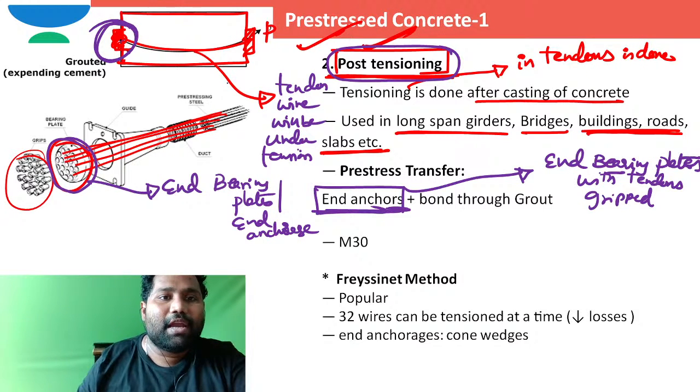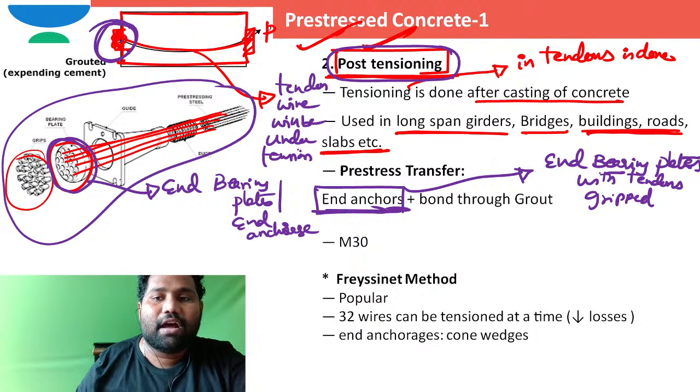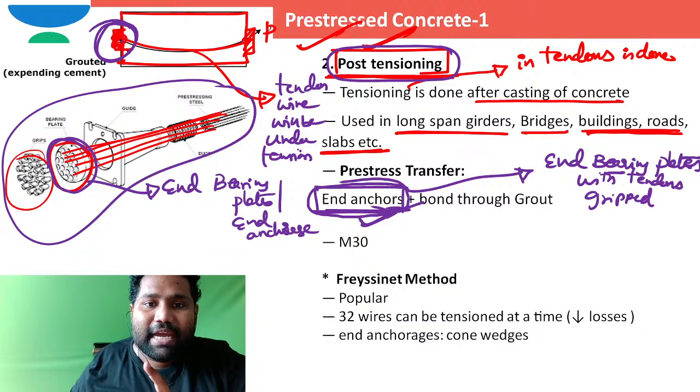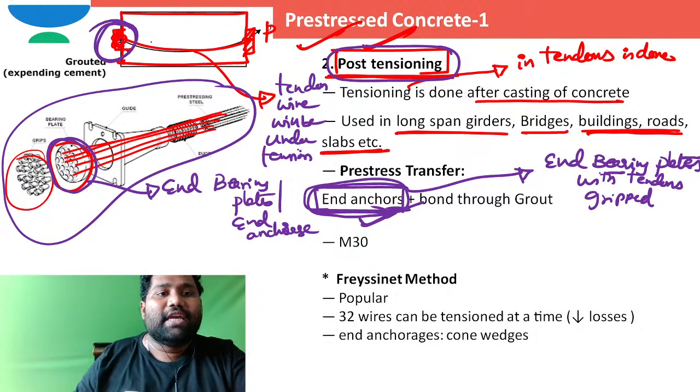I hope you can see this clearly. Because of these end bearing plates, we are able to get end anchorage. So the pre-stress transfer, mostly in case of post-tensioned concrete, is happening because of this end anchorage. That is the thing that you need to memorize: end anchorages.